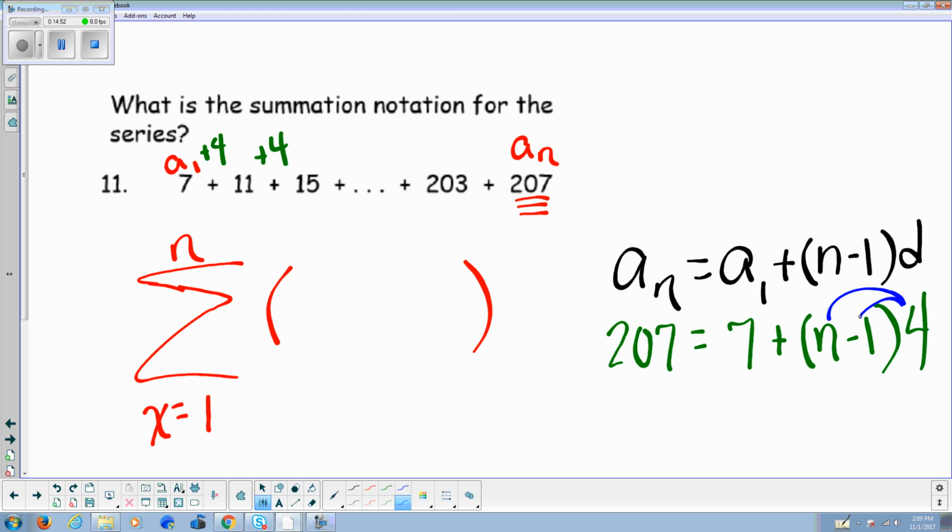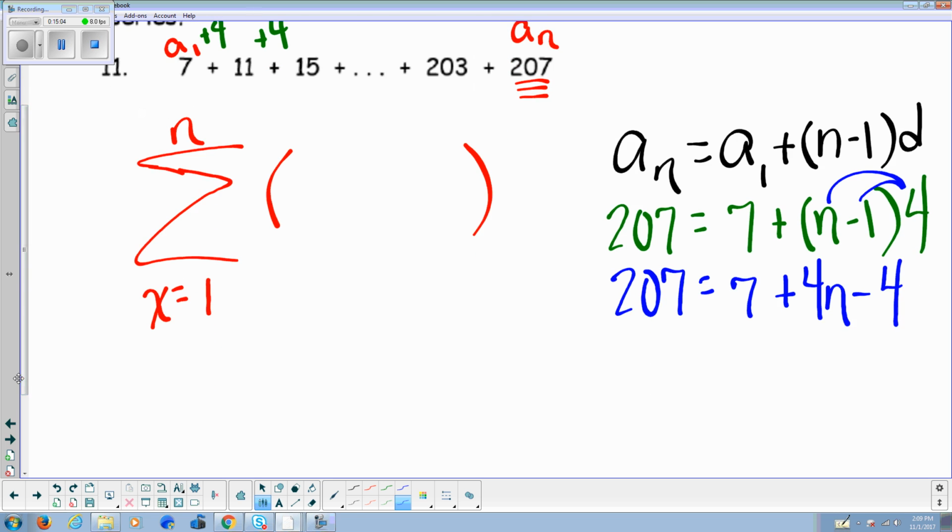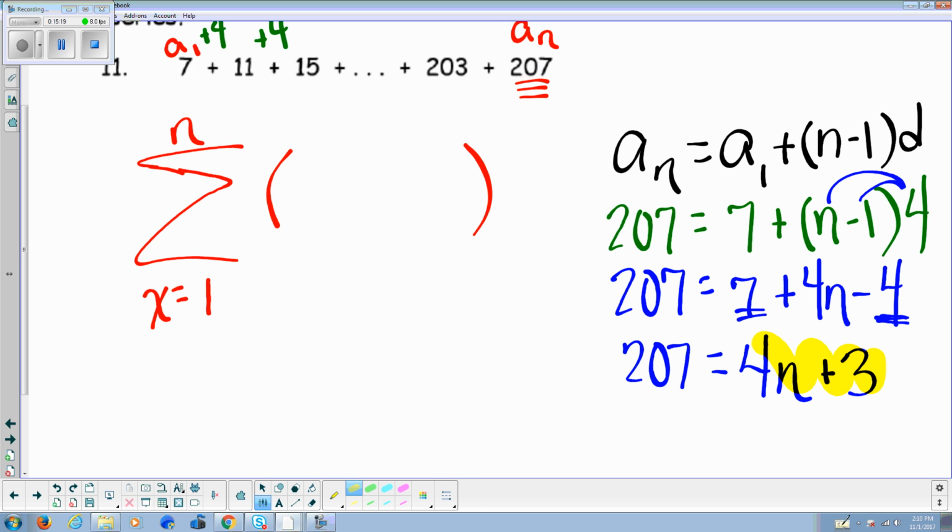So we will backwards distribute here. Bring down this 207 equals 7 plus 4 times n is 4n. 4 times negative 1 is negative 4. And then let's bring this 4n down and combine the like terms, 7 minus 4 to get positive 3, is equal to 207. Now when you get to this step where you've got something n plus something or something n minus something, that is the explicit formula. So I'm going to take a moment and put that back here. 4n plus 3 is my explicit formula.